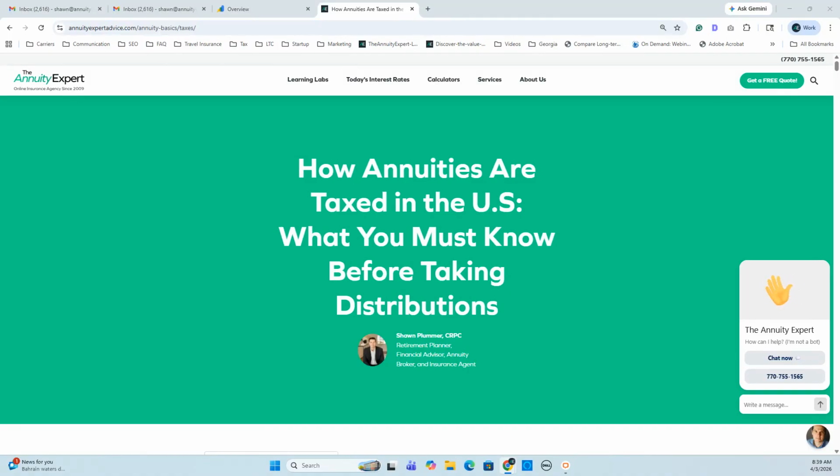So that leads to the next question. Well, if they're taxed at ordinary income, how are they taxed in terms of when it's taxed? Is there a ratio of taxes? Are taxes coming out first, et cetera? The answer is it depends on how the income is being taken out from the annuity.